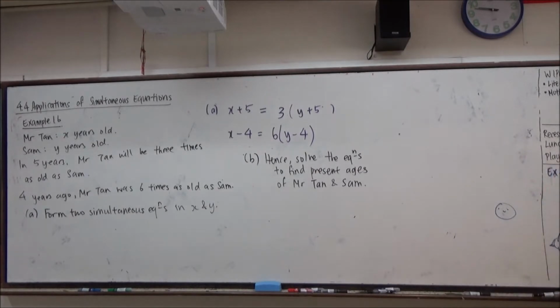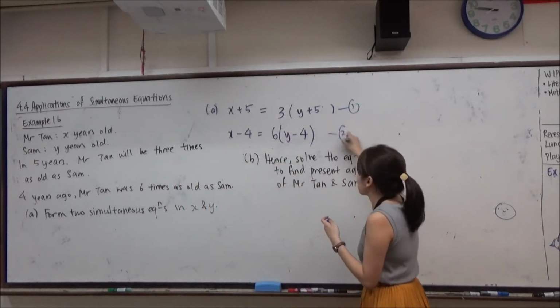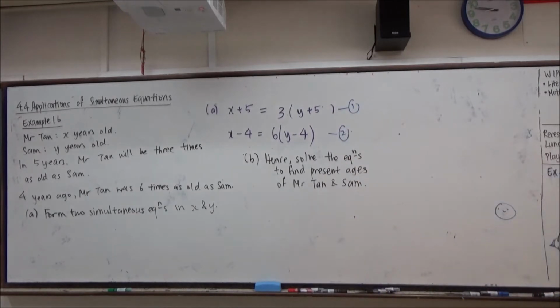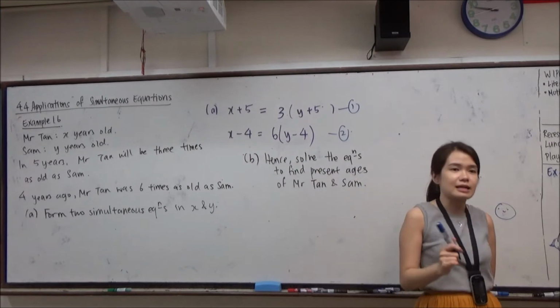Usually we will be asked to actually solve these two equations. Okay, so since we have these two equations already, let's label them 1 and 2. How will we go about solving these two equations? Chloe, what do you think? How will you do? What will you do? I have x plus 5 equals to 3 times y plus 5 and x minus 4 equals to 6 times y minus 4.